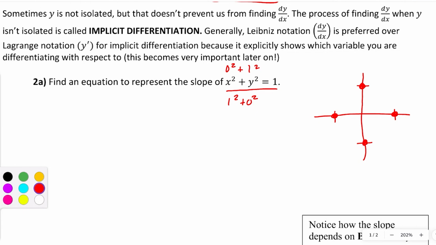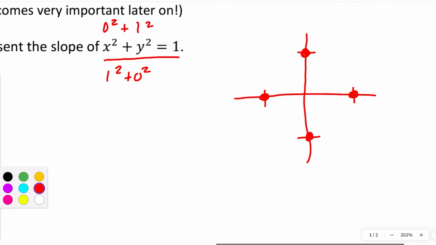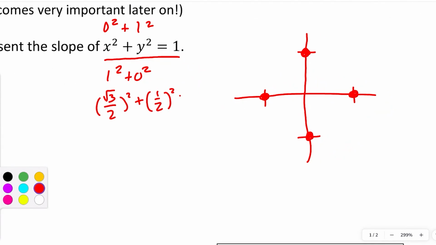Okay, so the graph is starting to come into shape here. Anything else you might be able to come up with? I think those four are the most obvious ones. But there are quite a few other points that I think once I start listing them out, you'll start to recognize. Yeah, some of you are already starting to see it. How about √3/2, comma 1/2? Does that sound familiar to anyone? √3/2 squared plus 1/2 squared equals 1.